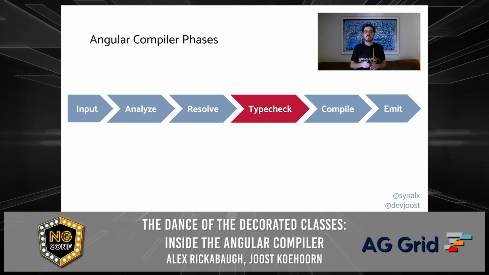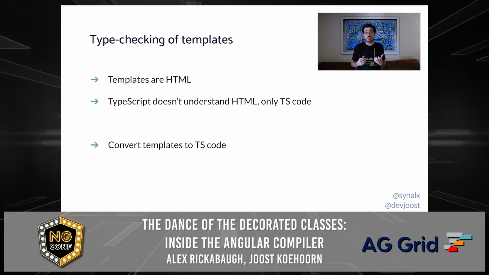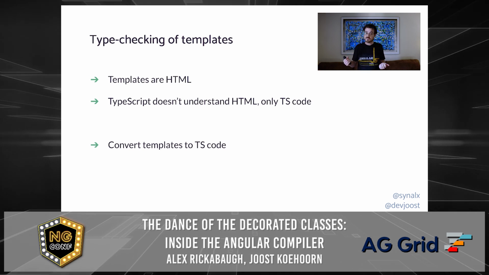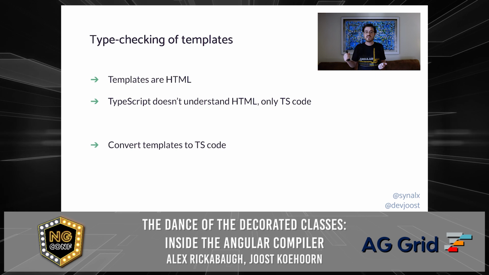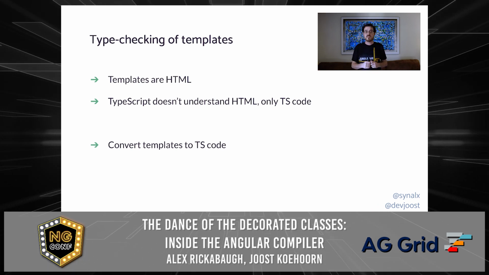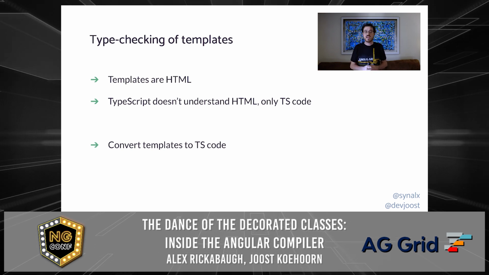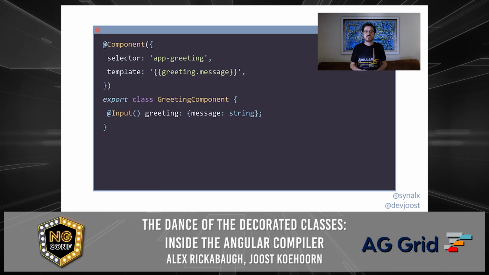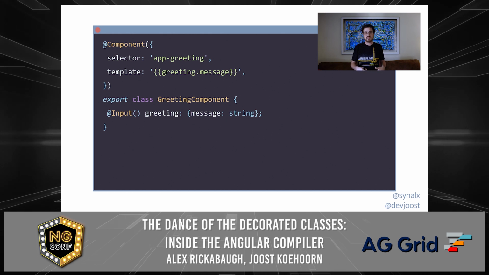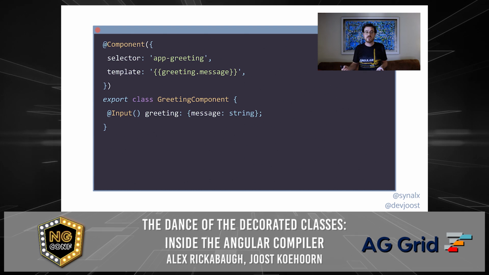Producing these errors is the most challenging job that the compiler has. And it's hard for a pretty straightforward reason. Templates are written in HTML, and TypeScript, and especially its type checker, don't understand HTML. So if we want to use TypeScript to check what's going on in the templates, we have to find a way of converting them into TypeScript code that it can understand. And that's what our template type checking engine does. So here we have a greeting component, and it has a very simple template. It's just going to display greeting.message as a text binding.